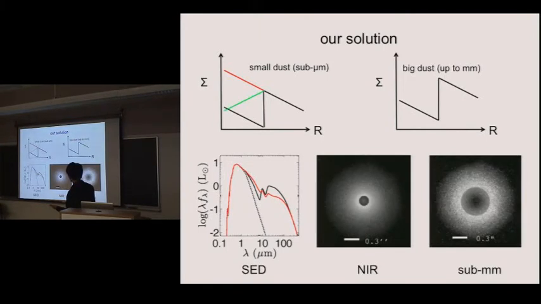So one thing to notice, the C is inner working angle. It's roughly here. So what happened inside of this part? You don't have direct constraint. But once you do this, you get the SED as a green curve. So now your innermost disk is heavily depleted, so your near infrared excess is suppressed.